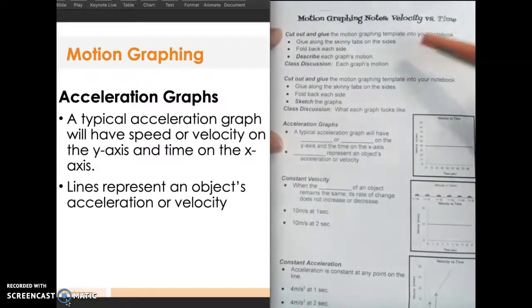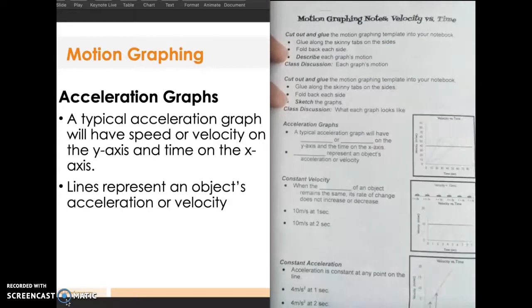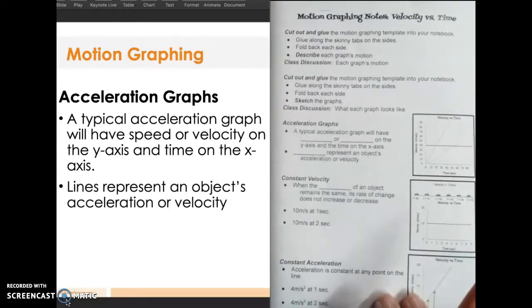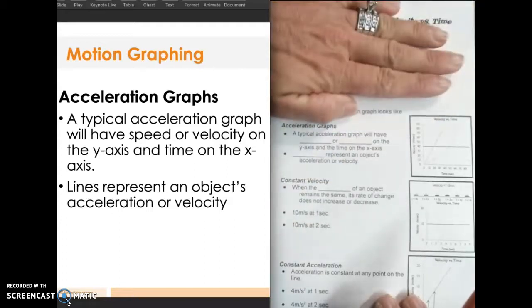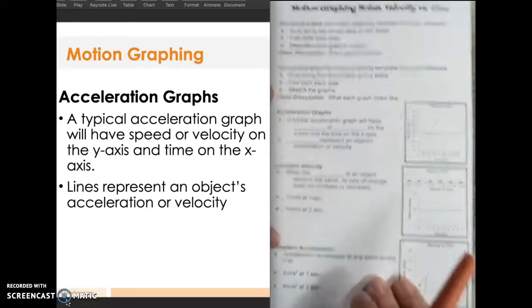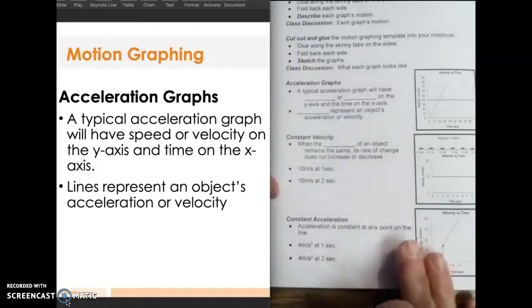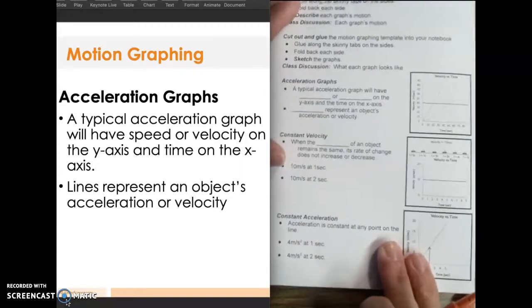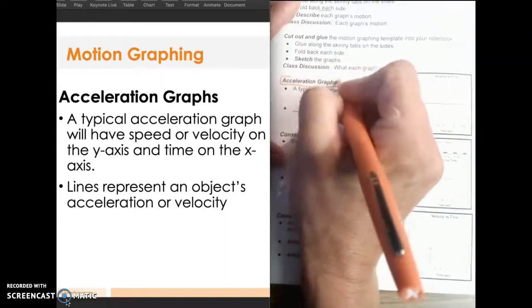The first two sections on these notes were the video I gave you on those graphs that we put into our notebook. So we are done with this section, and we're actually going to start right here where it says acceleration graphs. So right here, acceleration graphs.